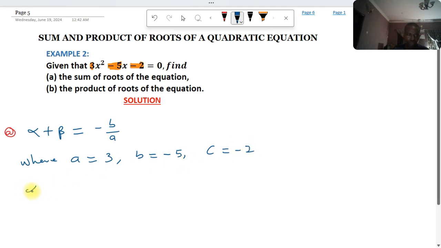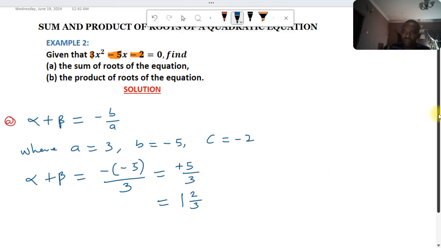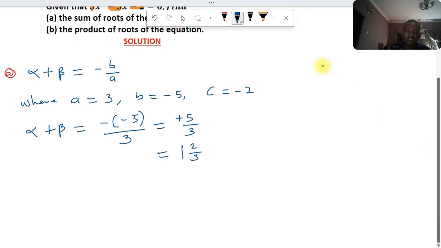So let's go back to the sum now. Sum alpha plus beta will be equal to minus b over a. The formula has its own personal minus, and b is coming with its own personal minus. Please watch out for that. Minus minus 5 all over 3. Now minus times minus is plus, then you have 5 over 3. That's our answer. Or you can proceed by saying you have 1 and 2 over 3. I hope you know how we got that. Okay, so having said that, let's complete it.